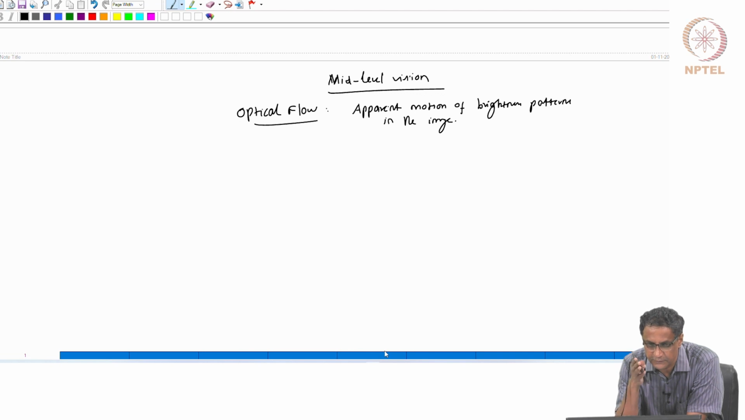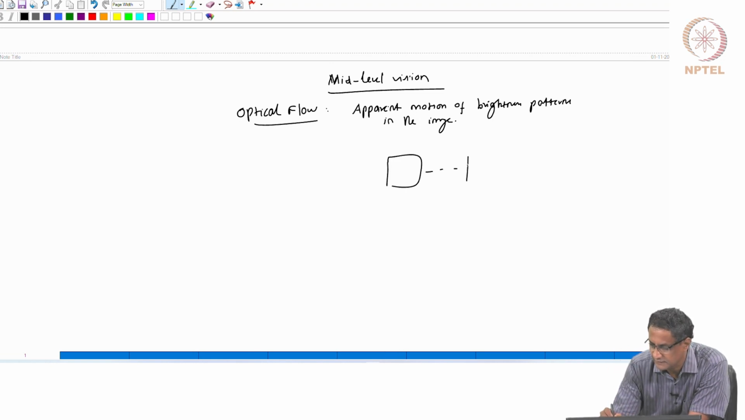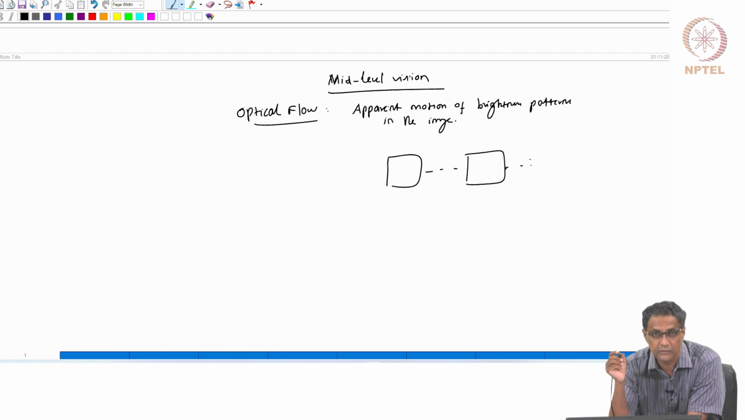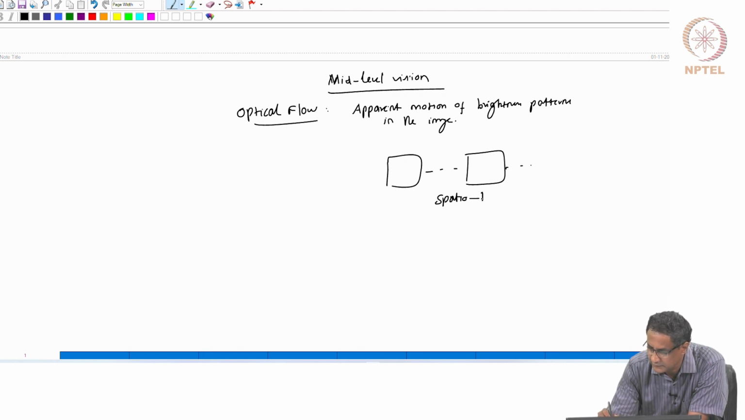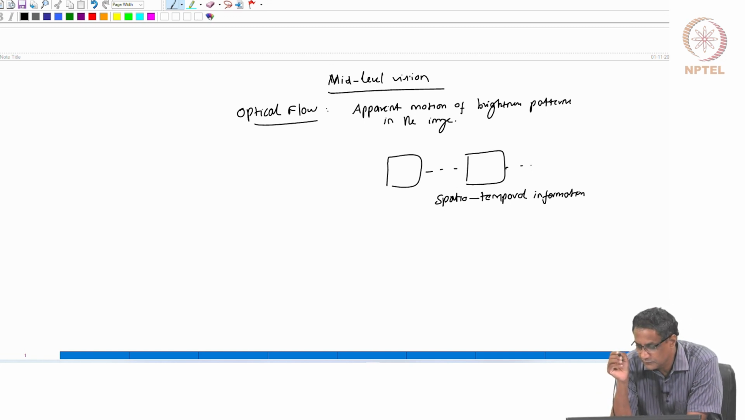And therefore, when you talk about optical flow, we are no longer talking about one frame. We're talking about frames that are varying with time. So you have something like a video, where you have a successive bunch of frames which you're watching. This is what we call spatio-temporal information. Normally when you have just an image, you're talking about spatial information alone. Now you're talking about spatio-temporal data.